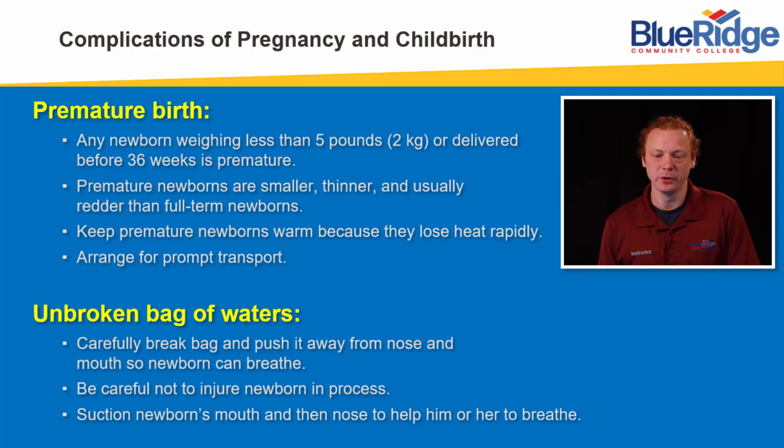Any newborn weighing less than 5 pounds or 2 kilograms, or being delivered prior to 36 weeks gestation, is considered to be premature. Premature newborns are smaller, thinner, and are typically redder than a full-term newborn. Be sure to keep them warm, as they lose body heat more rapidly and lack the ability to produce their own.